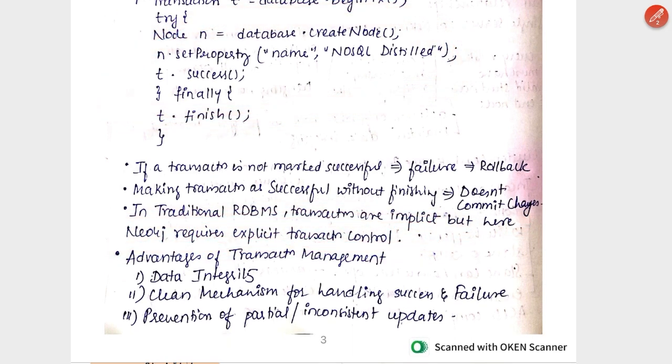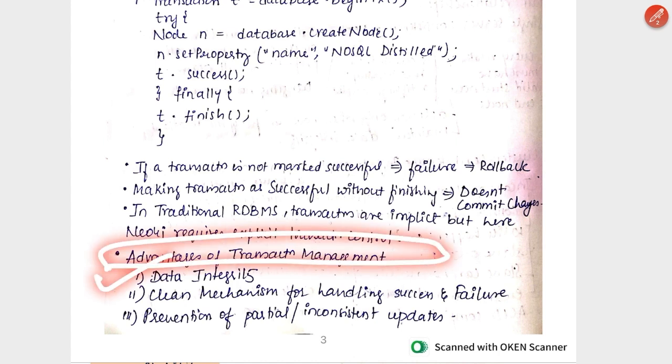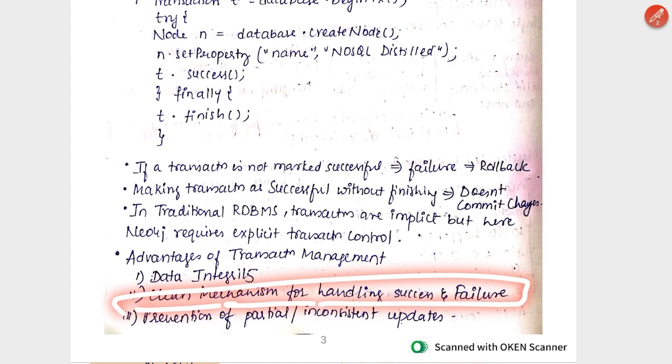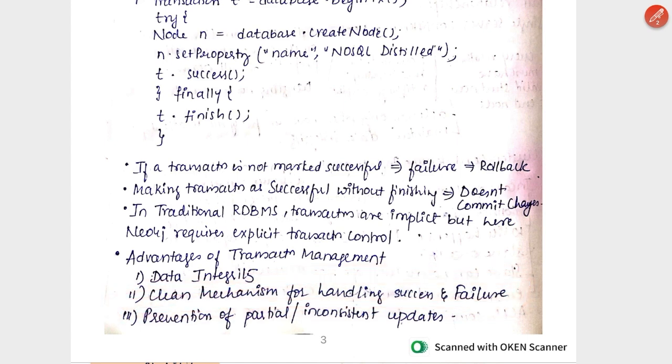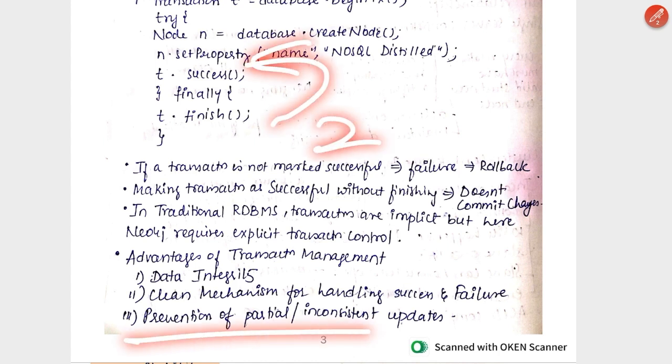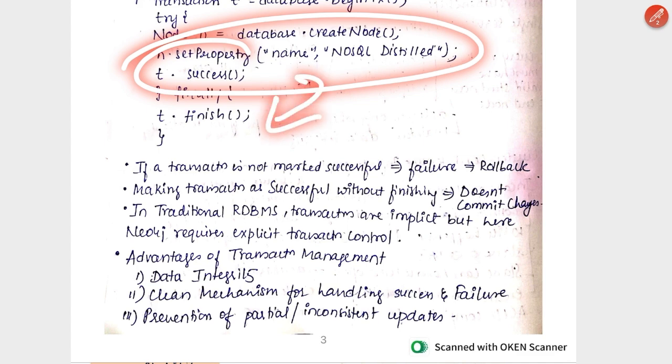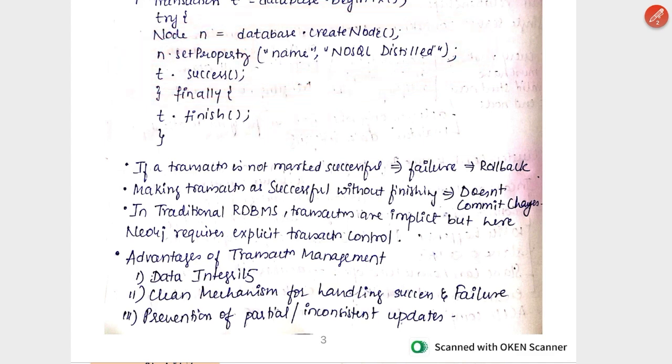Speaking about the advantages of transaction management, the first one is data integrity. Throughout the process, data integrity is maintained, even in cases of failure or interruption. Next we have a clean mechanism for handling success and failure. Transactions provide a clean mechanism to handle whether it is success or failure, whether we have to roll back or commit. Next we have prevention of partial and inconsistent updates. By using transaction management in a graph database, partial or inconsistent updates are prevented. Only if the update is complete will it be committed. If not, it is rolled back to the initial stage.